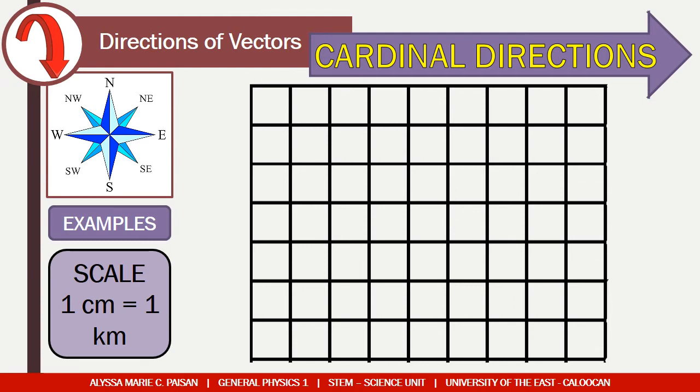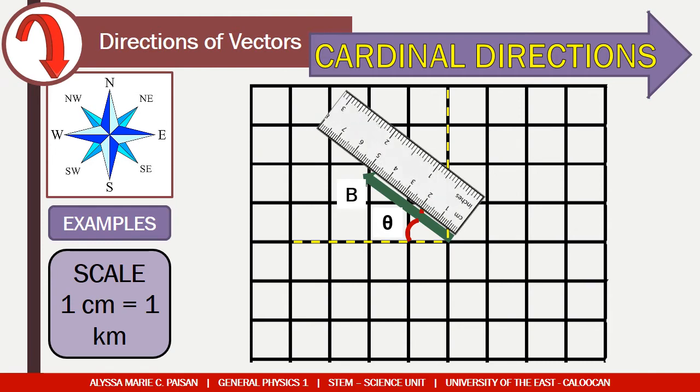So let's have the second example. This time we have vector B. Again, we're going to draw guidelines which will tell us that the directions involved are north and west. And then again, assuming that these two angles are equal, we would know that the direction must be northwest. Okay? Now let's measure the magnitude of vector B.